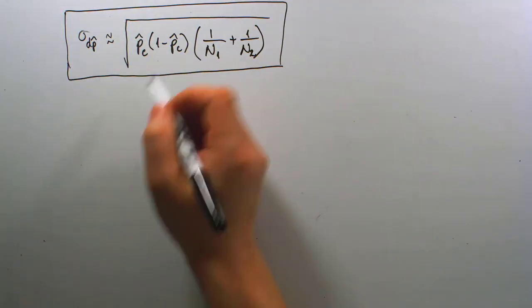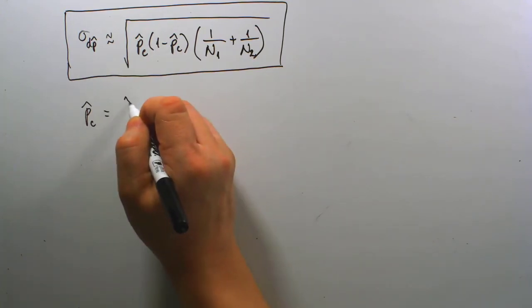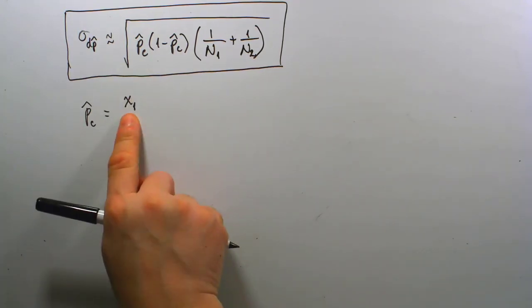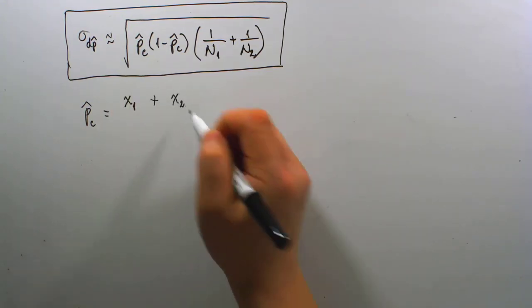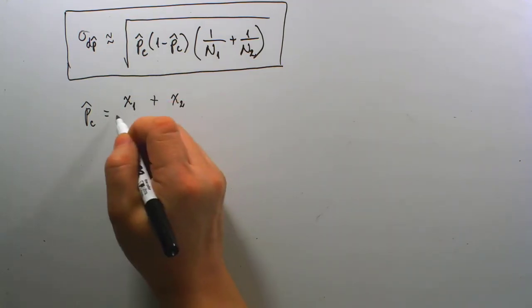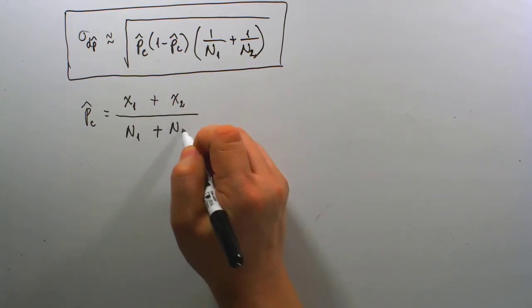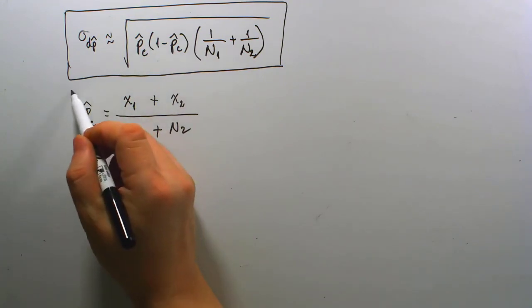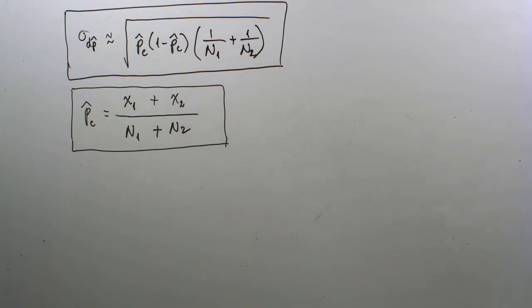And for the p hat c that we used here, we simply take the success count in sample 1 plus the success count from sample 2. We total those two success counts, and divide by the total of the two sample sizes, n1 plus n2. So this is another formula that we learned in part A of our example, in continuation of the lecture.